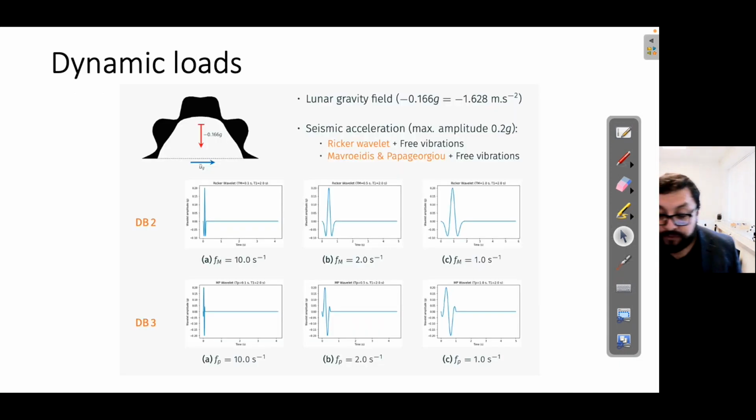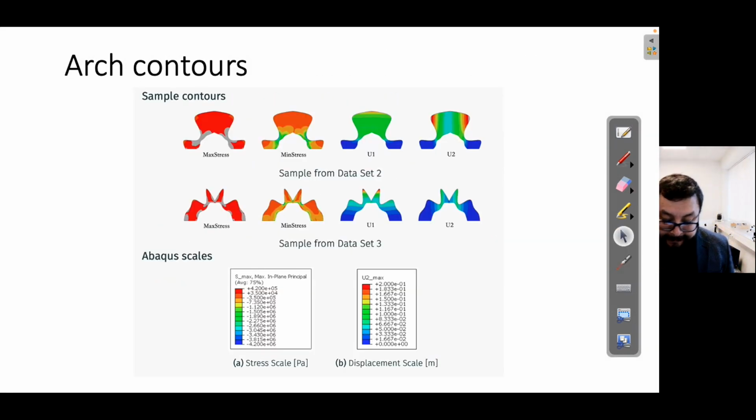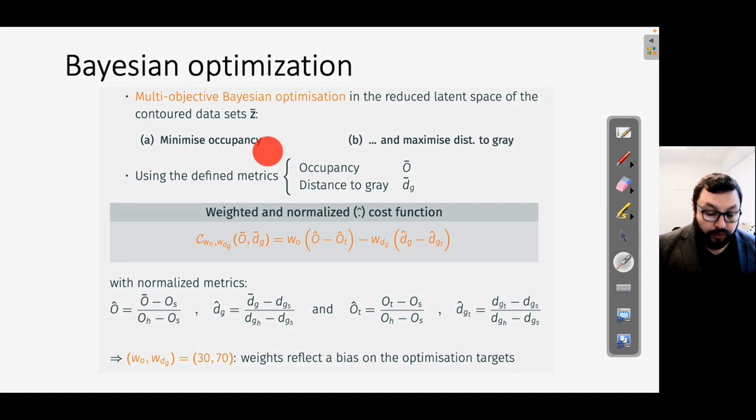We also carried out some actual dynamic analysis using, in this case, pulses, and running those dynamic analyses to come up with a final envelope that will characterize, in summary, all the structural performance of our arches. And at the end, we did use Bayesian optimization to formulate a multi-objective optimization framework that takes into account both the occupancy, which is a measure of the amount of material that we are using, and also maximize the distance to grade, basically trying to make the arch as safe as possible with different weightings here.